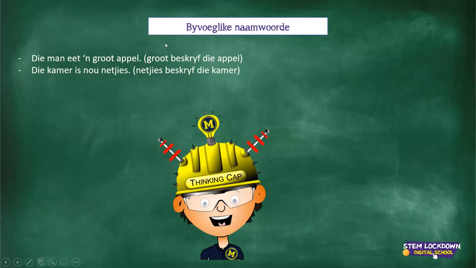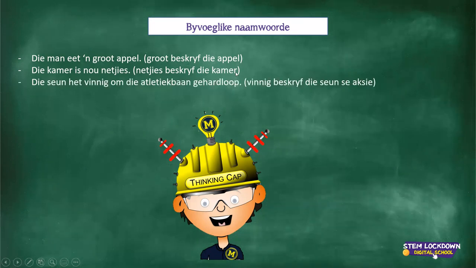The next one. Die kamer is nou netjies. The room is tidy. Kamer is my noun, and what describes my noun? Dit is die bijvoeglijke naamwoord or die adjective, netjies. Netjies beskryf die kamer.